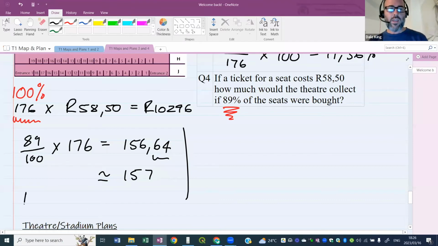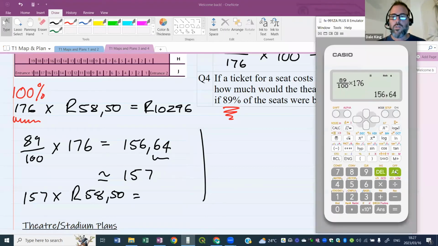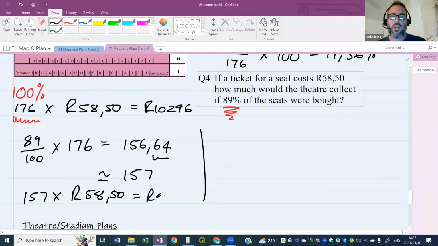Okay, then you can take that 157 and multiply by 58 Rand 50. And let's see what we get. I'm going to just move this over. So I'm going to say 157 seats. So it's not the full 176. It's 157, which is 89% of our seats. Multiply this by 58 Rand 50 because it's 58 Rand 50 per seat, and we get 9184,5.